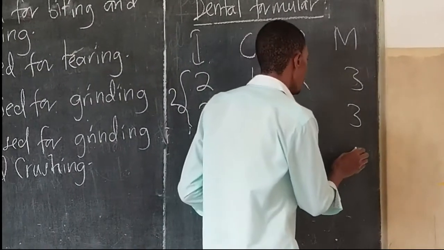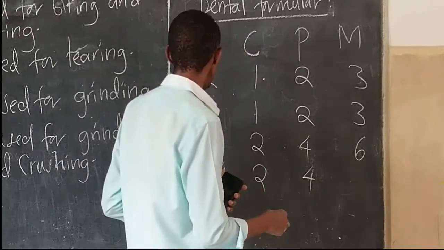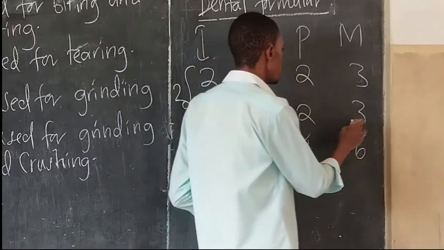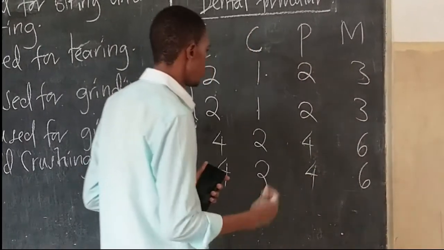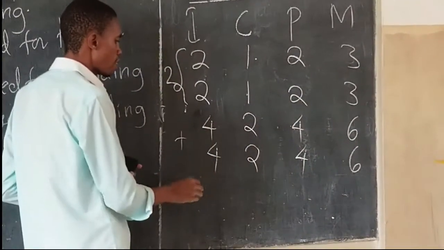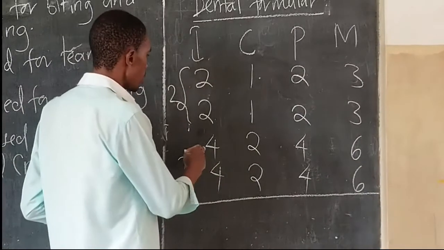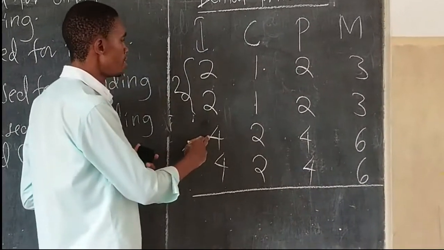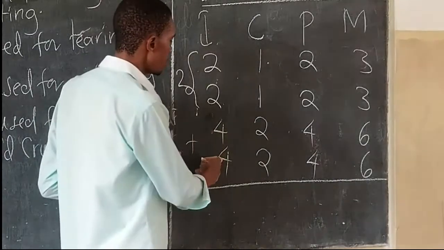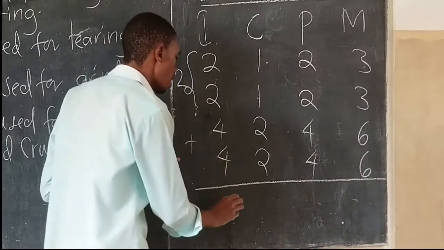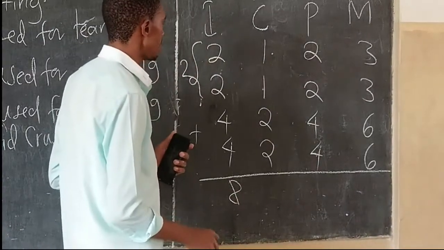For the upper jaw, we will get 6 teeth of molars, and also when you multiply by 2, 3, we will get 6 teeth of molars for the lower jaw. So let us find the total of these teeth in the mouth. When we take the 4 teeth of incisor for the upper jaw plus 4 teeth of incisor for the lower jaw, we get the total number of incisor, which is 8 teeth.